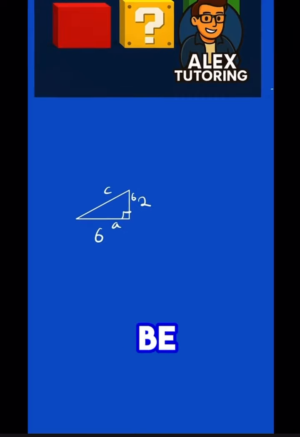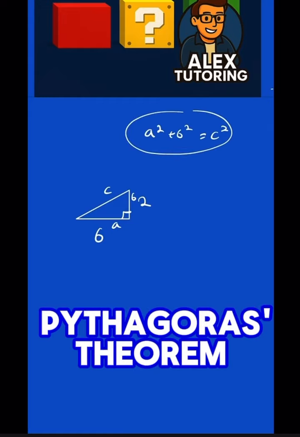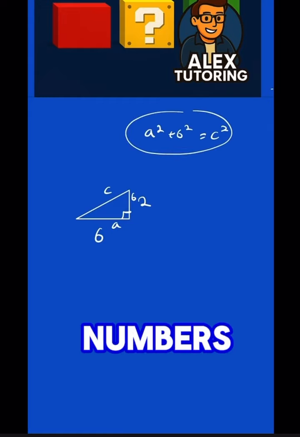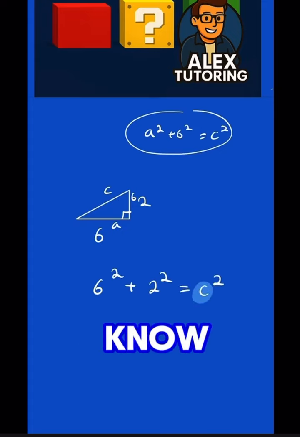Well, it would be A squared plus B squared equals C squared, or in other words, Pythagoras' theorem. Now, if we plug in the numbers, it would be A, which is 6, squared plus 2 squared equals C squared, which we don't know.